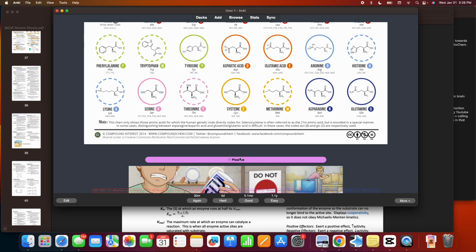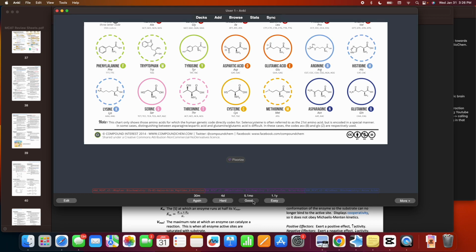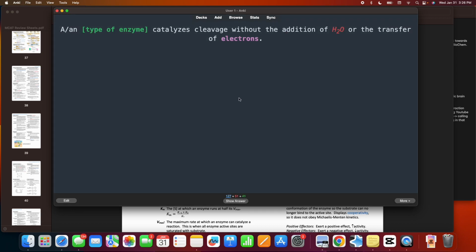I'll put it as good on this flashcard, which would reappear in 5 months, which is a long time, so that's fine for me. My exam is in less than 3 months.